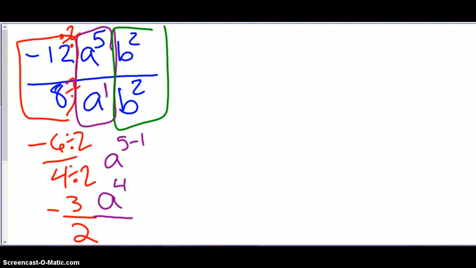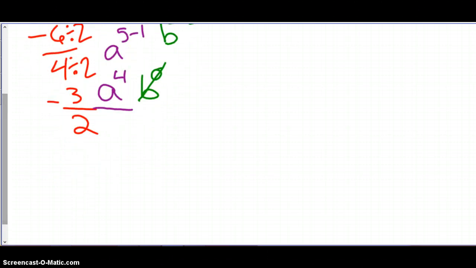b to the 2nd over b to the 2nd, they both have exponents, so we can go straight to the subtracting. 2 minus 2 is 0. When it becomes a 0, it cancels out and disappears when the exponent becomes a 0. So then our final answer would be negative 3a to the 4th over 2.